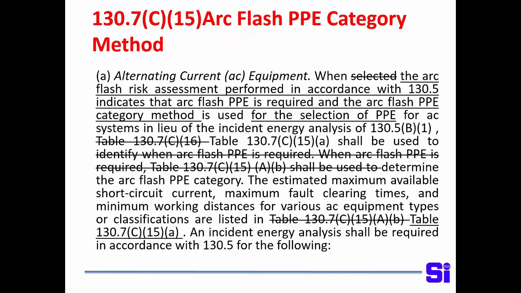And then we go on to say the estimated maximum available short circuit current, fault clearing time, and minimum working distance for various AC equipment types or classifications are listed in Table 130.7(C)(15)(A). An incident energy analysis shall be required in accordance with 130.5 for the following. And then we go through the list that's already in the 70E. If you exceed the available short circuit current, if you exceed the maximum fault clearing time, or if you are closer than the minimum working distance, you have to do an incident energy analysis. Can't use the table method.